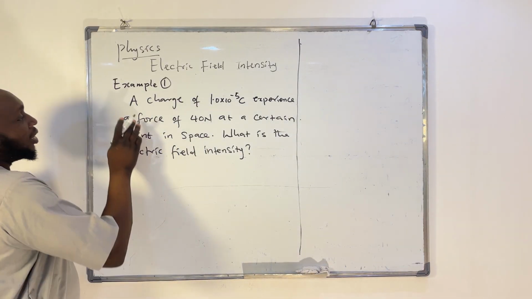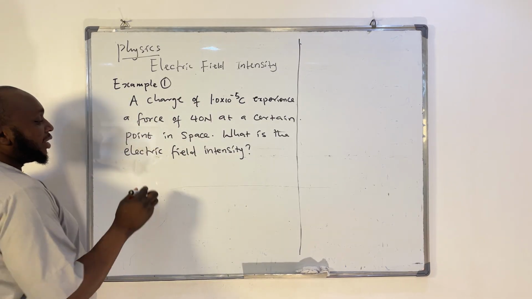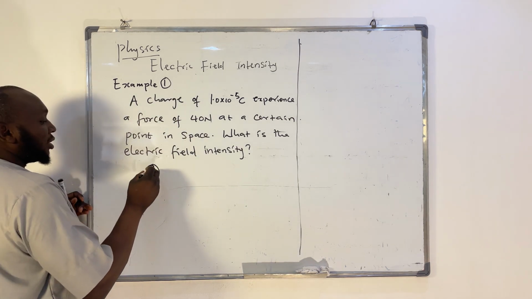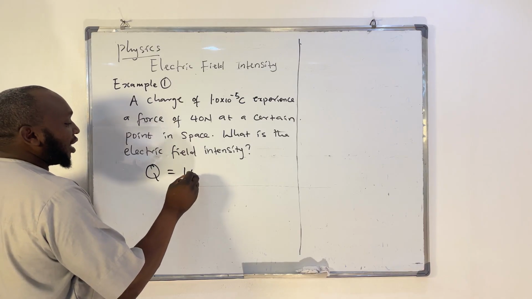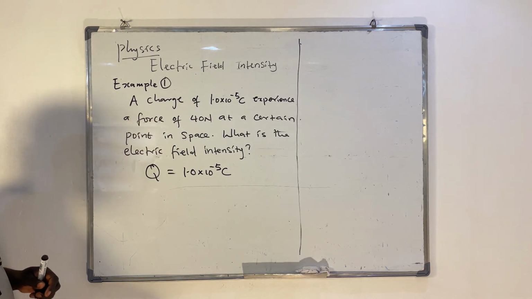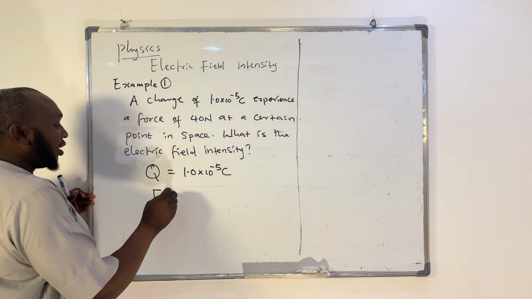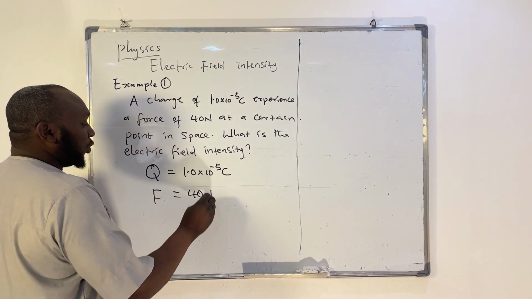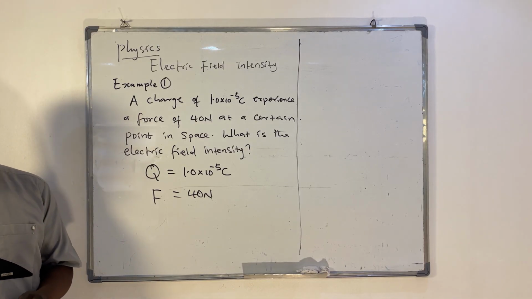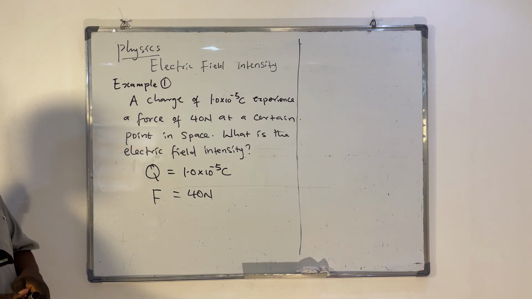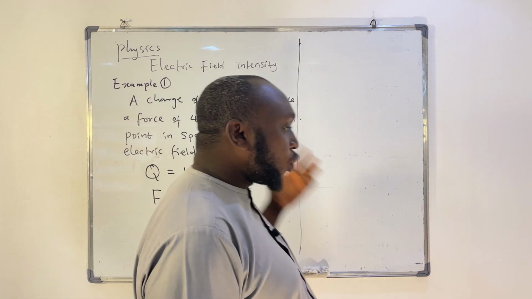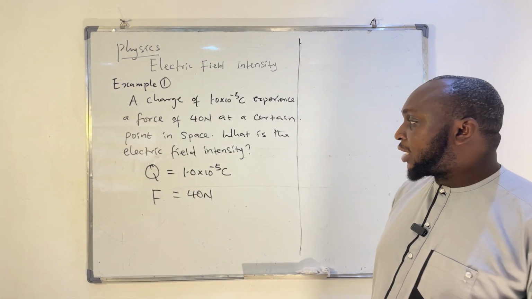From the question, a charge of 1.0 means the charge Q is 1.0 times 10 to the power of minus 5 coulombs. It experiences a force of 40 Newton, so F is equal to 40 Newton, at a certain point in space. What is the electric field intensity? Now, I told you before that we have two basic formulas to solve for electric field intensity.